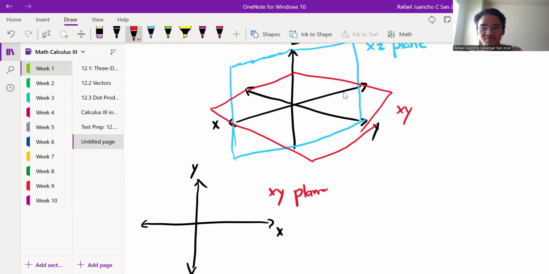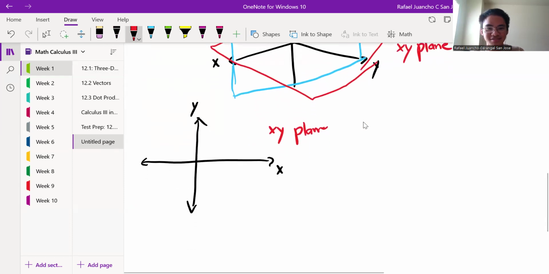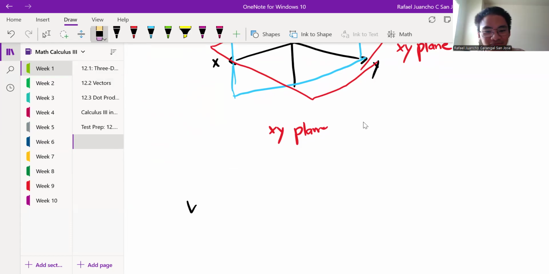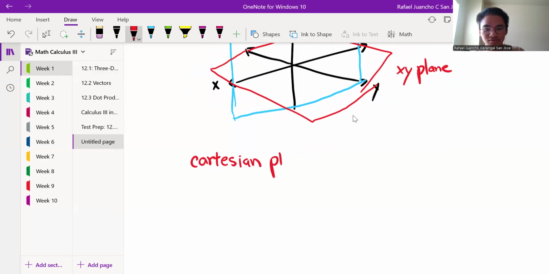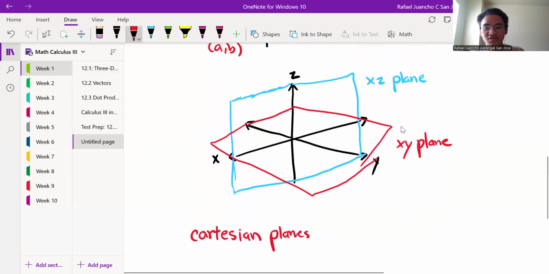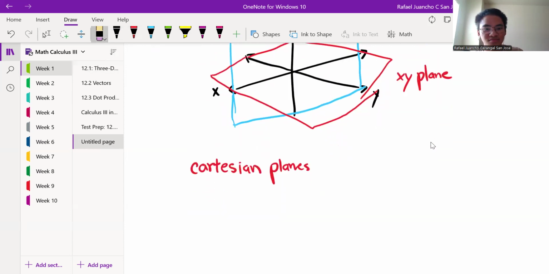This is the XY plane. Right? And then the Z is just coming forward like here. But yeah, you get the idea, I think. So that's the XY plane. They're called planes. They're called Cartesian planes. I'm not sure who Cartesian is, but they're called Cartesian planes. So this is the XZ Cartesian plane. This is the XY Cartesian plane.